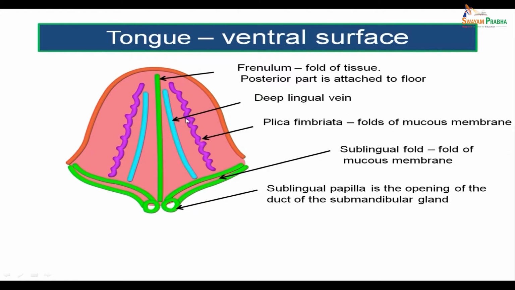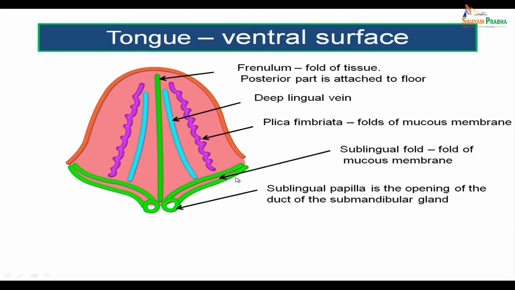The deep lingual vein, if you see, is present lateral to the frenulum, and most of the times the mucous membrane is so thin that the darkish blue discoloration of the lingual veins is seen on either side of the frenulum. Further laterally, you have a fold of mucous membrane which is called as plica fimbriata. These are seen on either side of the deep lingual veins. If you look posteriorly, there is a fold which is seen here. This is the sublingual fold. It is a fold of mucous membrane which is running and covering the submandibular duct. What is the other name for the submandibular duct?